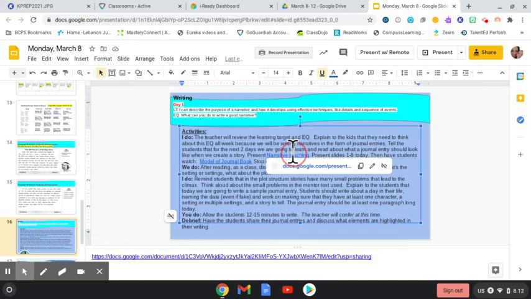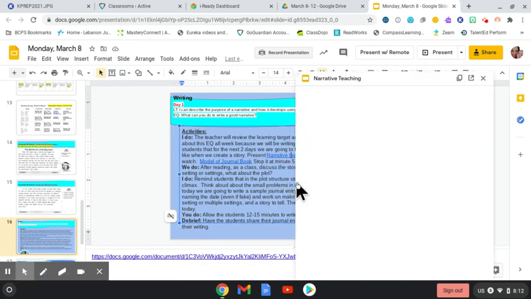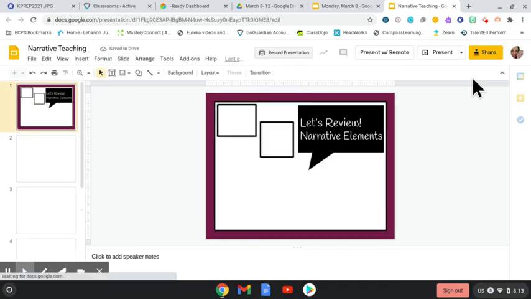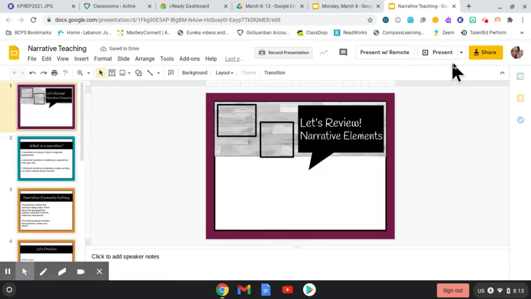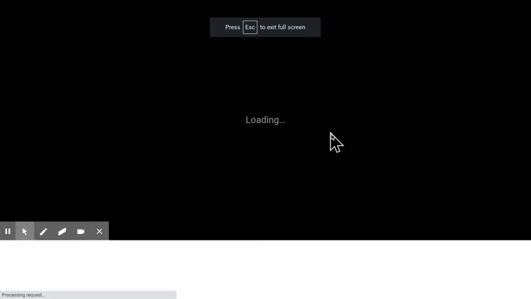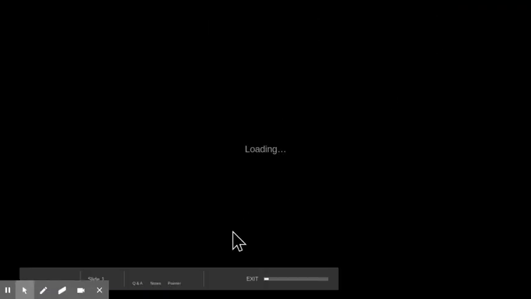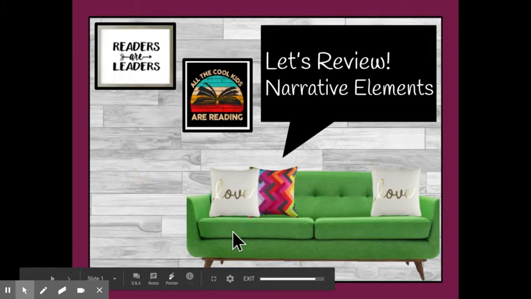I'm going to open a new tab here, lesson. And as we go through it, let's think about what are some elements of a good narrative. As we think about this, we are going to look at those elements. What are some things I really can do to make my narrative a good one?